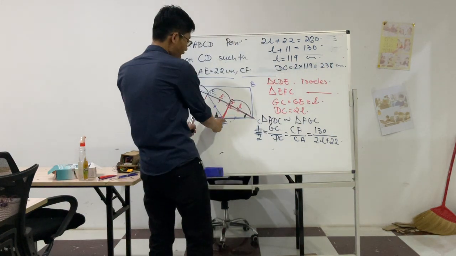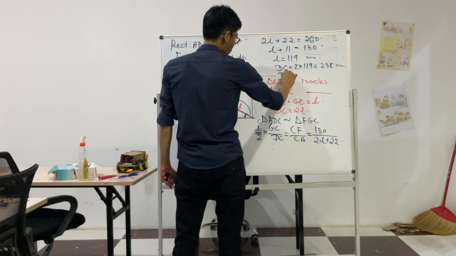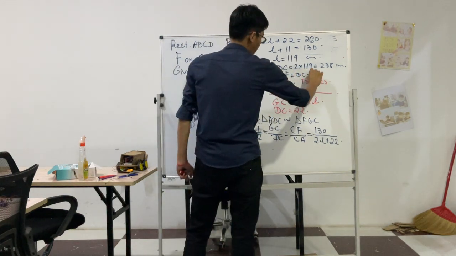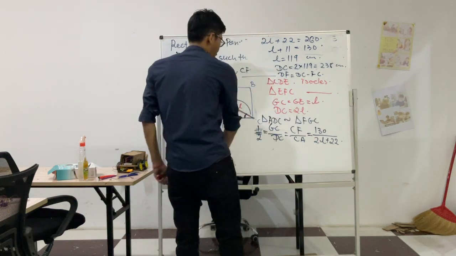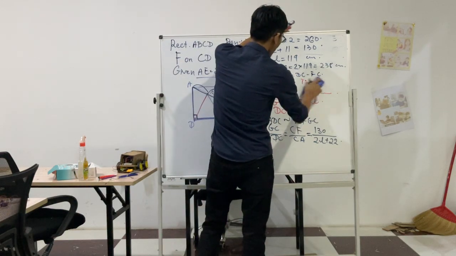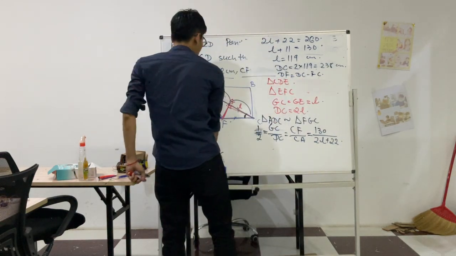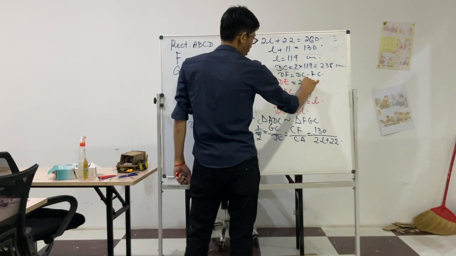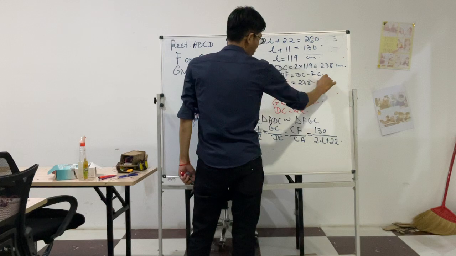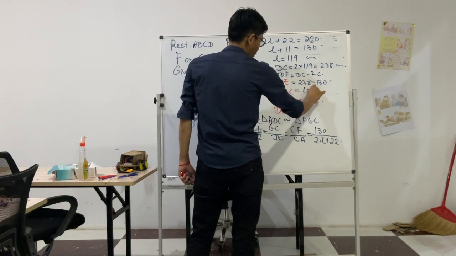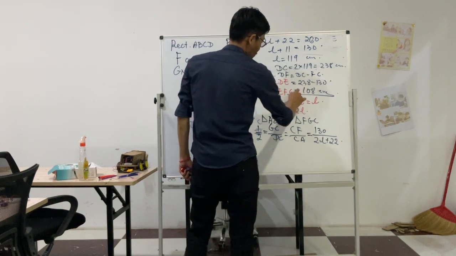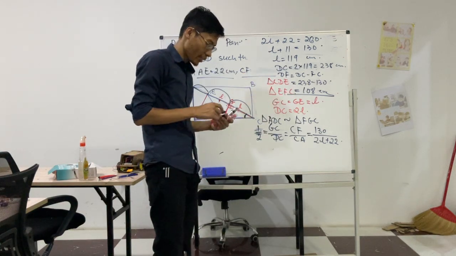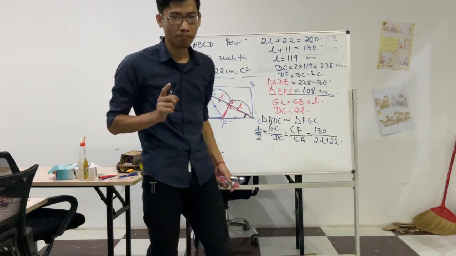So how do we find DF? DF is equal to DC minus FC. Because FC, they give you, is 130, it is 238 minus 130, so the result is 108 centimeters. Alright, so DF equals 108 centimeters.